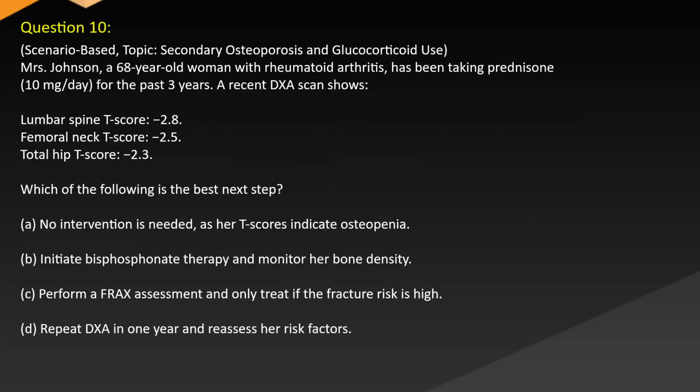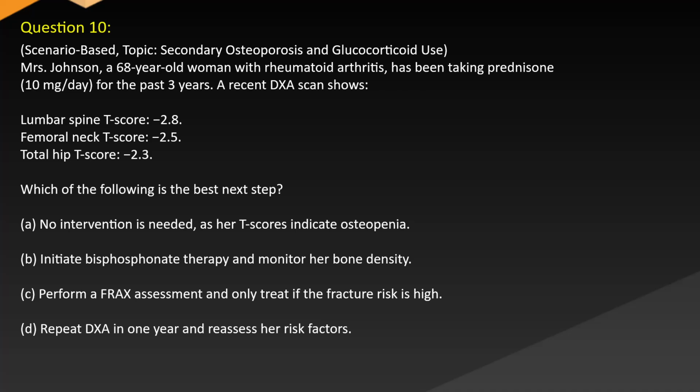Question 10, scenario-based. Topic: secondary osteoporosis and glucocorticoid use. Mrs. Johnson, a 68-year-old woman with rheumatoid arthritis, has been taking prednisone 10 mg a day for the past 3 years. A recent DXA scan shows lumbar spine T-score negative 2.8, femoral neck T-score negative 2.5, total hip T-score negative 2.3. Which of the following is the best next step?